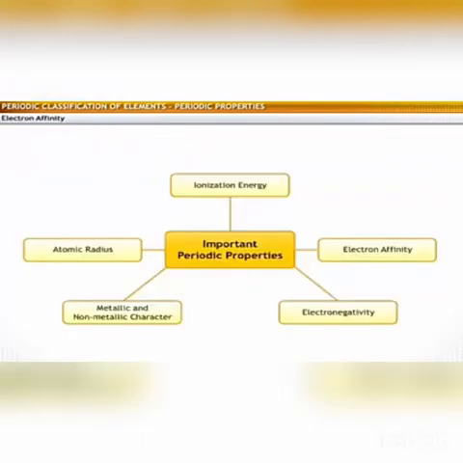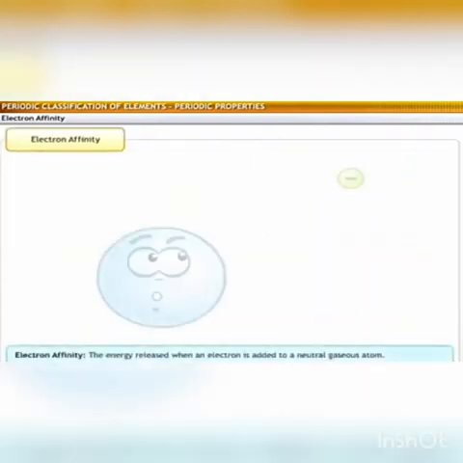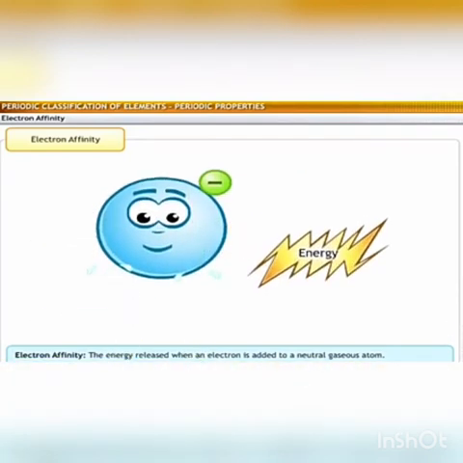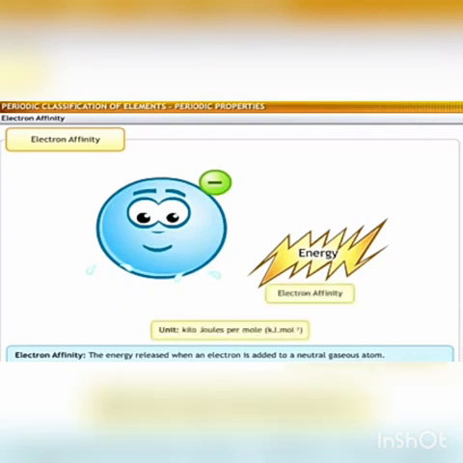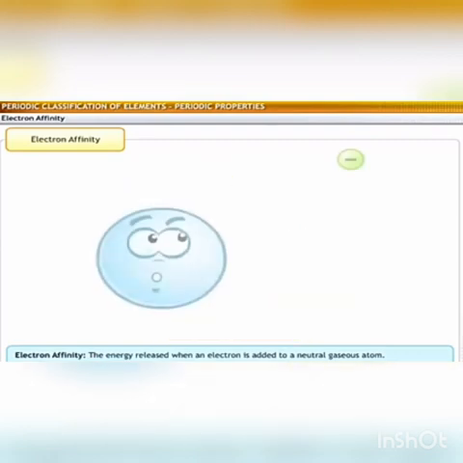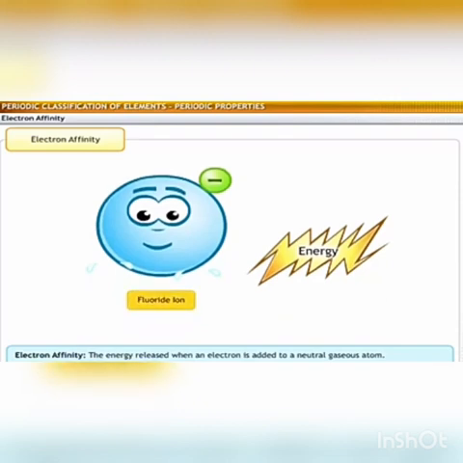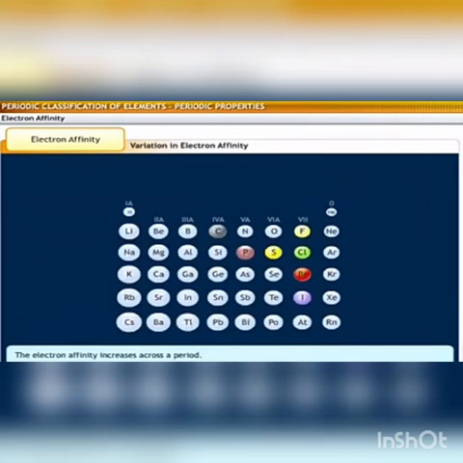Next, let's look at the third important periodic property, electron affinity. Electron affinity is defined as the energy released when an electron is added to a neutral gaseous atom. The unit for electron affinity is kilojoules per mole. Consider a fluorine atom. In the gaseous phase, a fluorine atom releases 328 kilojoules per mole when it gains an electron to form a fluoride ion. Let us now observe the variation of electron affinity across a period.